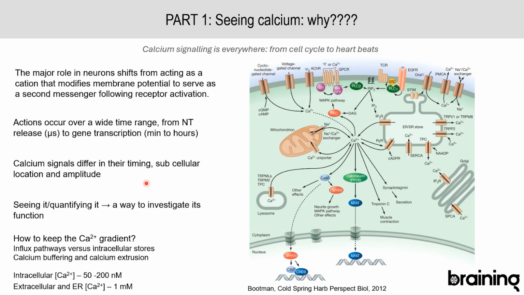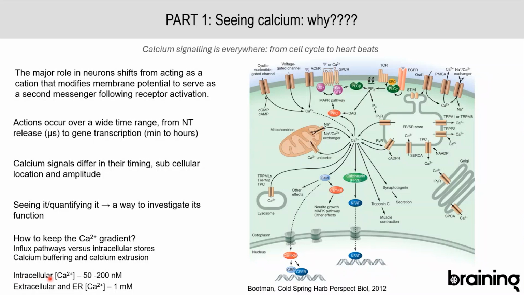And another thing that is very important, I already told you a little bit, is how to keep this calcium gradient. So we have a lot of influx pathways that will lead to an increase of the calcium concentration inside the cell, in the cytoplasm of the cell. But of course, in order to keep this concentration low, we also have a lot of calcium buffering proteins and also calcium extrusion from the cells. So transporters that are responsible for removing the calcium from the cytoplasm.